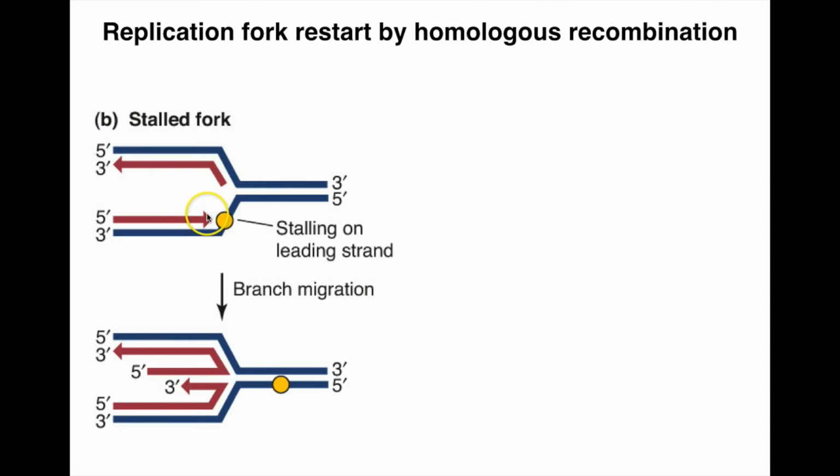So we've got a bit of a 3' overhang, or sorry, 5' overhang, because there was no stalling on the lagging strand. So this is where our leading strand stalled. So these base pairs here are complementary to these base pairs here. So I hope that orients you a little bit better to what we're talking about here.